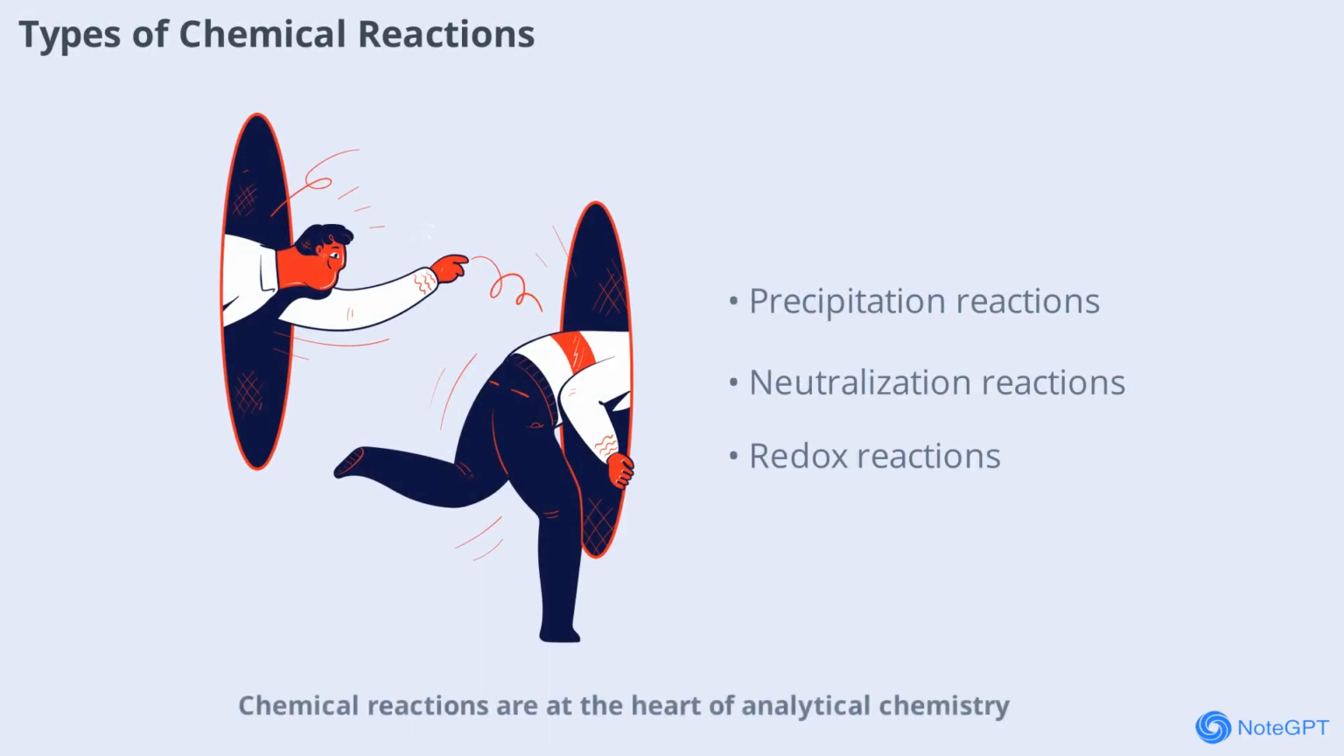Chemical reactions are at the heart of analytical chemistry. There are several types, including precipitation, neutralization, and redox reactions. Each type serves a different purpose in analysis. For instance, precipitation reactions help identify ions by forming insoluble compounds, while neutralization reactions are used in titrations to determine acidity or alkalinity. Understanding these reactions allows you to choose the right method for your analysis and interpret results accurately.